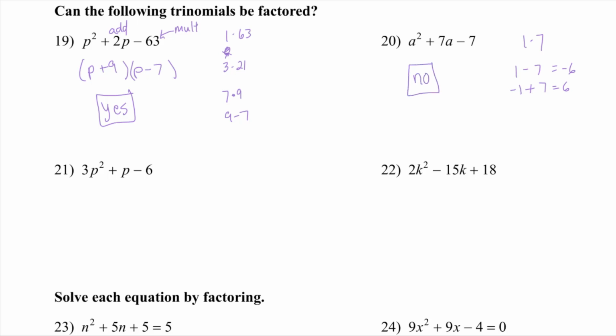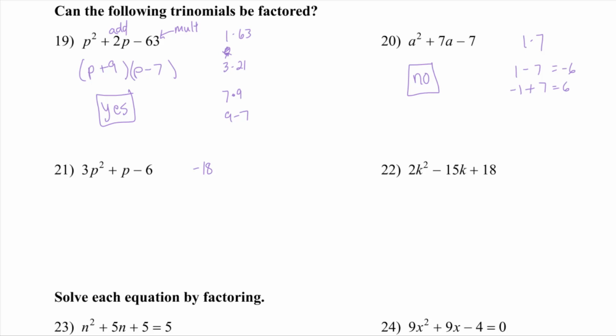It's not factorable. On 21 and 22, there's no greatest common factor, and technically, if there was a greatest common factor, that would be considered factoring, so that would mean that we'd answer yes. But there's no greatest common factor, so we would have to use the box method in order for this to work. We don't have to do the whole box method, but we do need to start it.